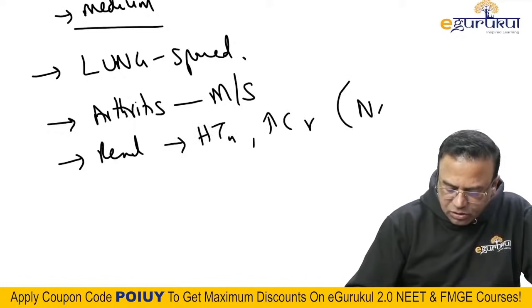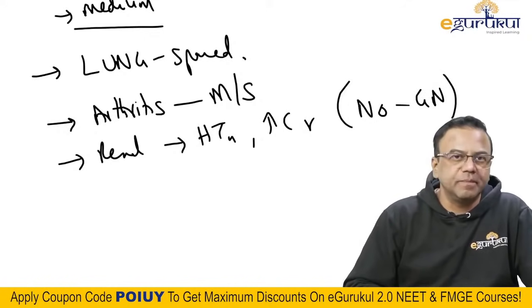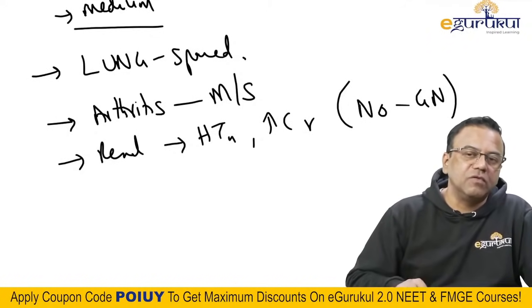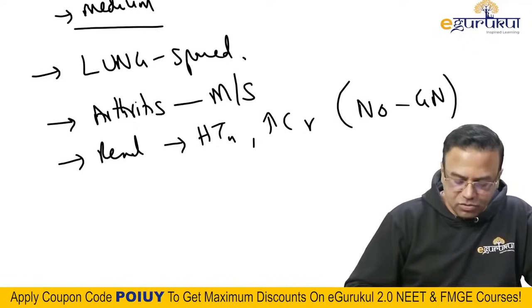Remember the MCQ, there is no glomerulonephritis. This is because this is not going to involve small vessels. For glomerular capillaries to be involved, small vessel vasculitis should be there. It's not there, so you will not see glomerulonephritis in polyarteritis nodosa. What else?